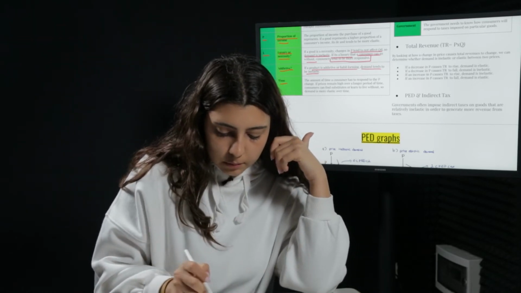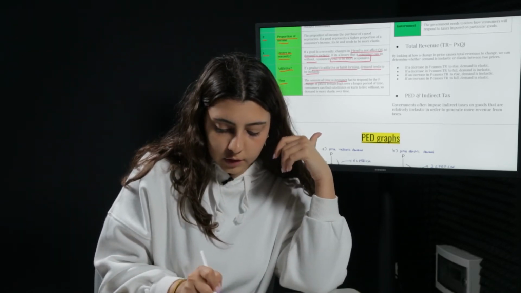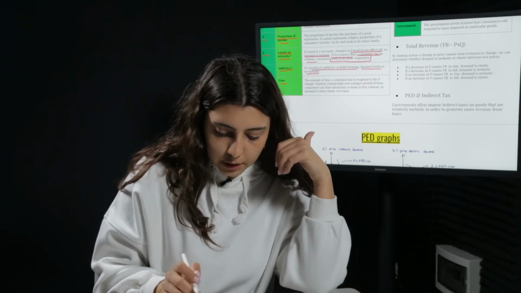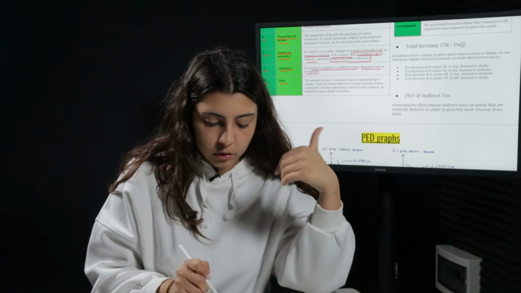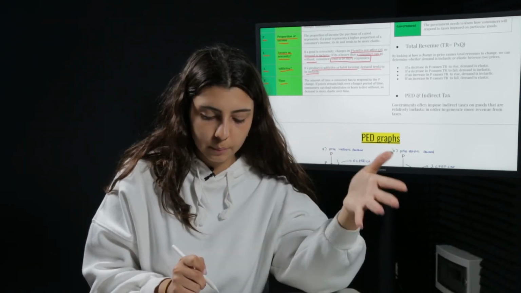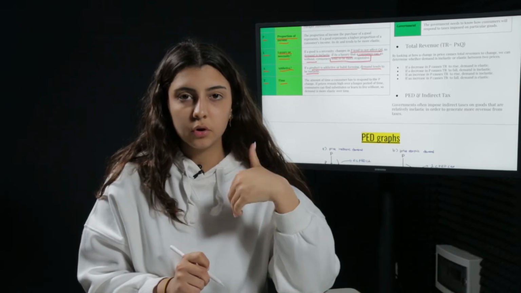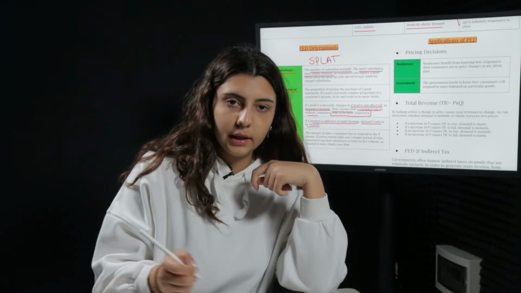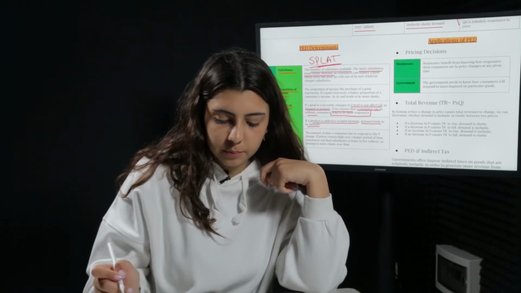And T is for time lastly, and time is the amount of time a consumer has to respond to the price change. So if prices remain high over a long period of time, consumers can find substitutes or learn to live without purchasing that particular good, so demand is more elastic when time passes by. These were the determinants of PED, and like I said, you can memorize them by using the SPLAT.